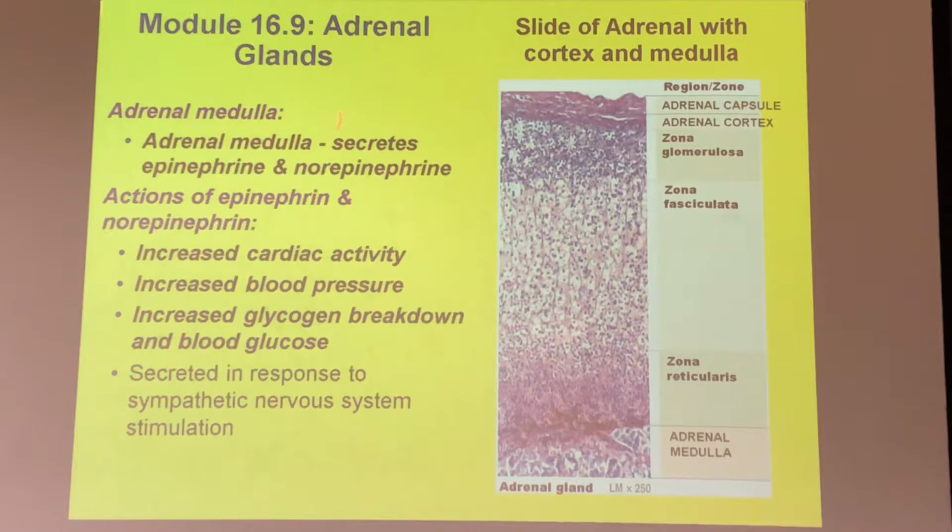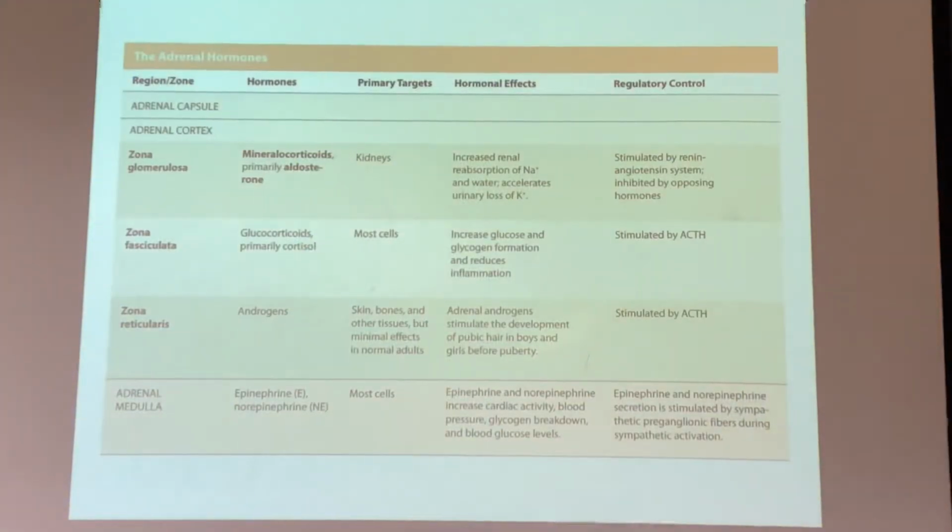So what does the medulla do? It secretes epinephrine and norepinephrine. And what do these hormones do? They are related to increased cardiac activity, increased blood pressure, increased glycogen breakdown, and blood glucose. So these things are all memorization. This is basically the whole summary: glomerulosa produces this, fasciculata produces this, reticularis produces this, and the medulla produces this.